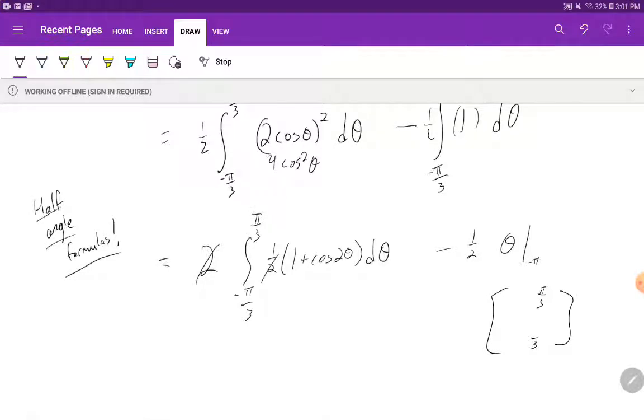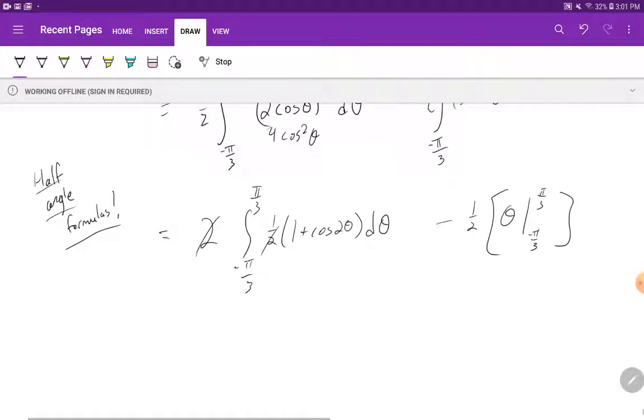All right. Is this recording? Oh, yes. Okay. And then we integrate the left piece. So it becomes theta plus 1/2 sine of 2 theta from negative pi over 3 to pi over 3. The right piece becomes minus 1/2 theta. That is upper minus lower, so it's pi over 3 plus pi over 3, which is 2 pi over 3.